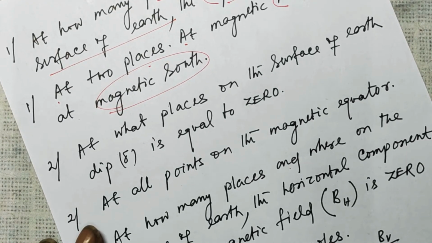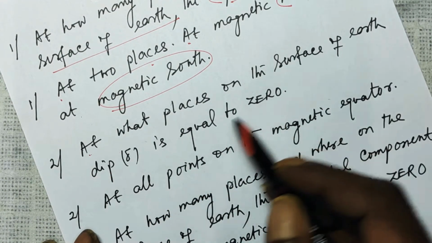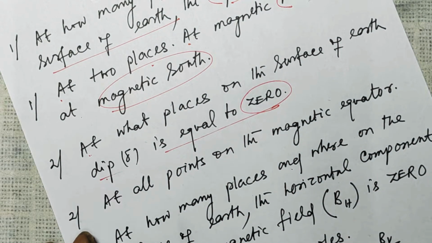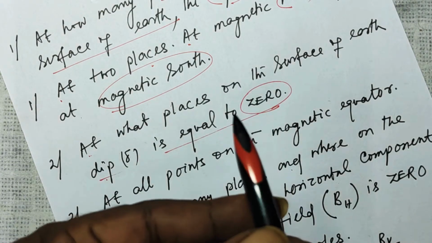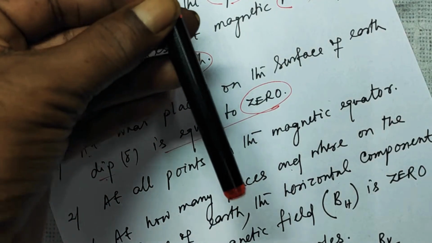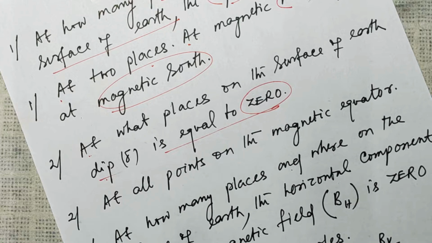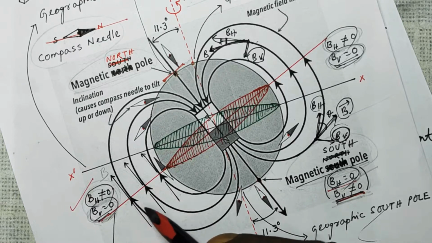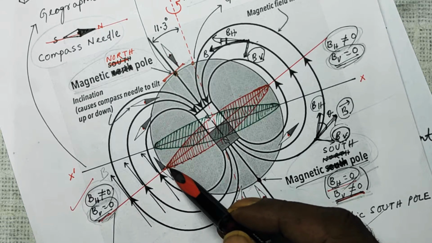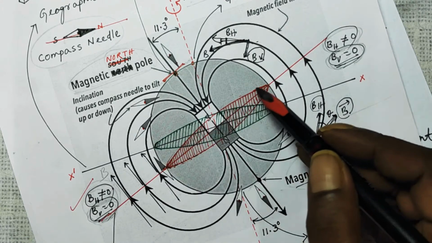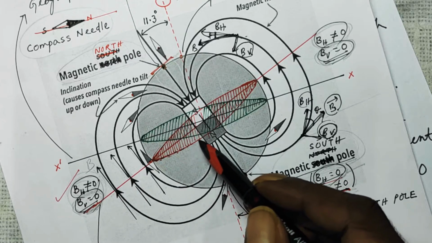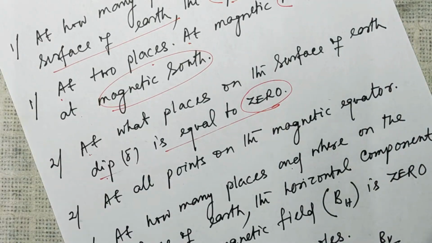Then coming back to the second question: at what places on the surface of the earth is the dip equal to 0? Means the magnetic needle remains horizontal to the earth's surface, neither the north pole tilts down nor the south pole tilts down. So what are those points? It remains horizontal, means the vertical component BV is equal to 0. That is at all points on the magnetic equator. So there are many points, all the points on the magnetic equator.